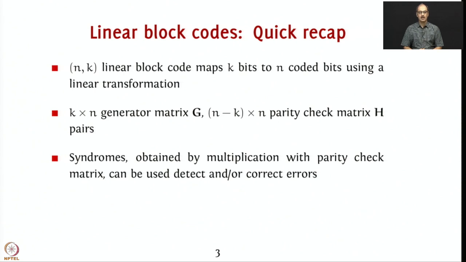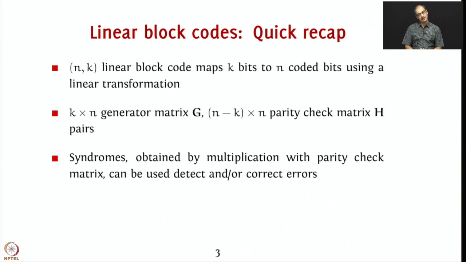Just to refresh your memory, linear block codes can be defined using two parameters, N and K. An (N,K) linear block code maps K bits to N encoded bits using a linear transformation. We preferred to implement that linear transformation using a matrix G, and by convention, G is a matrix that has k rows and n columns. Since it has k rows and n columns, the k-bit message is pre-multiplied as a row vector consisting of k bits.